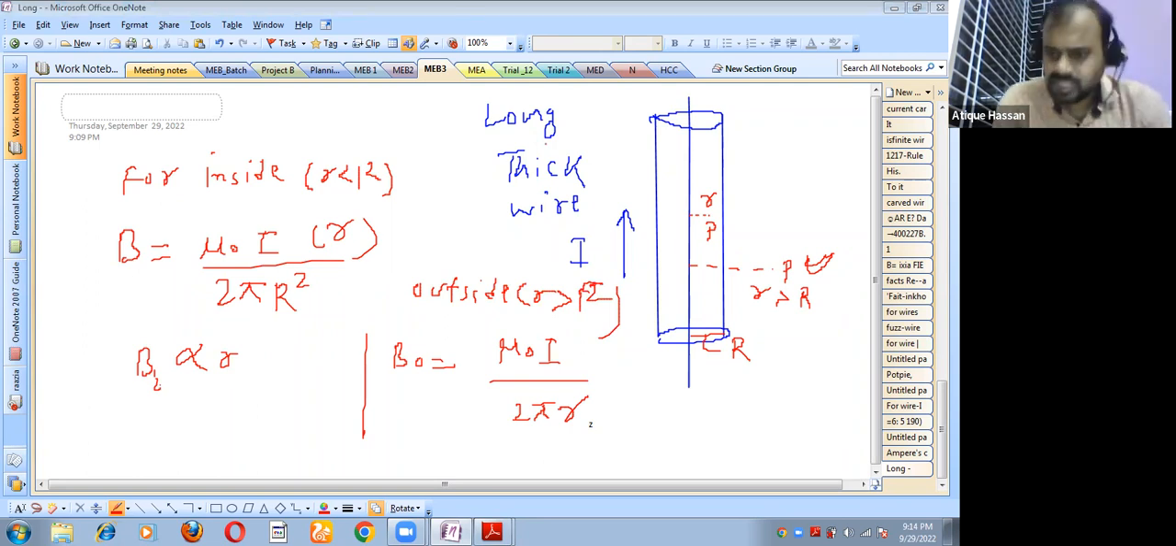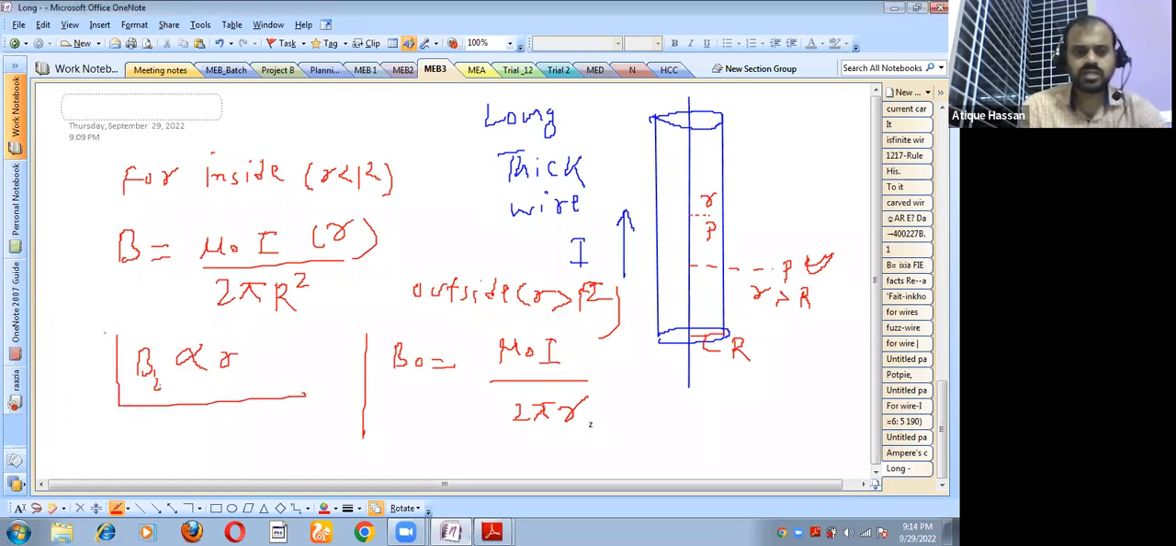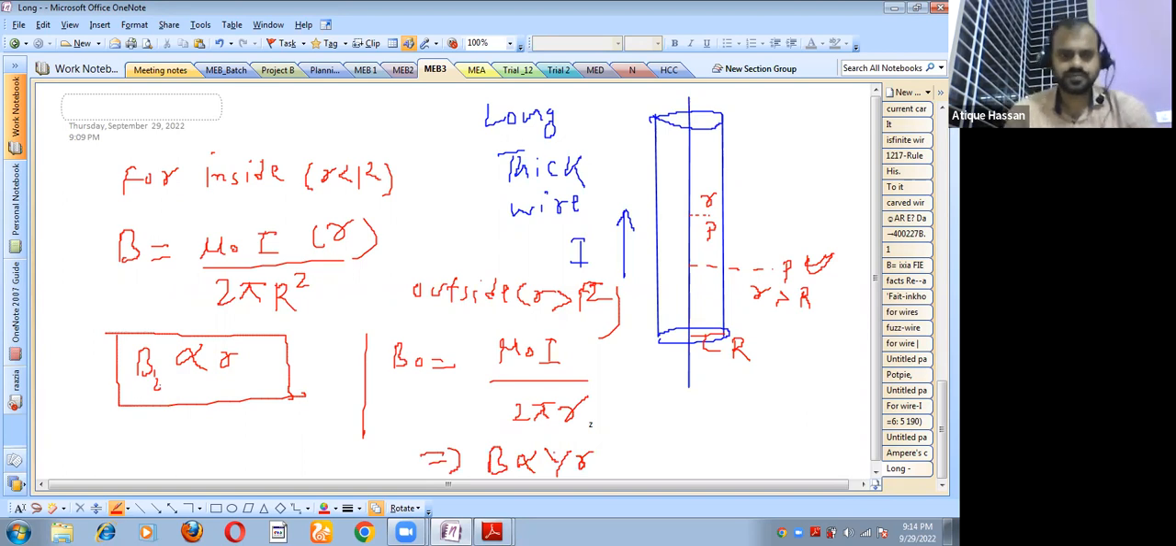So when the wire is thick, inside the wire, the magnetic field is directly proportional to distance. You might think that we know that in a conductor, the electric field is zero. But in case of a current carrying conductor, the magnetic field is not zero in case of a thick wire. It is directly proportional to r inside the wire, and outside the wire, the magnetic field is inversely proportional to r. All of you understood this? Anyone having doubt, please ask.